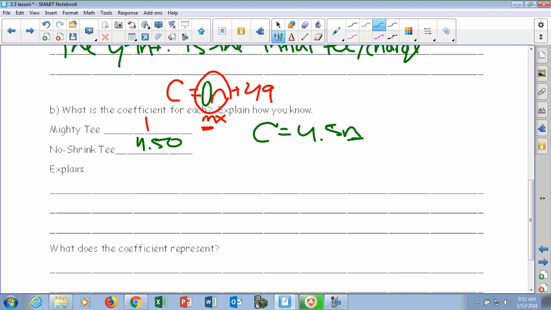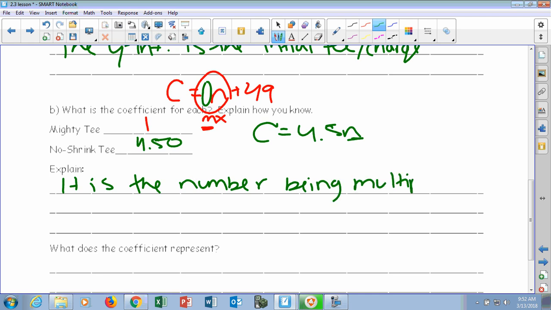So we can explain this by it is the number being multiplied by n. It is the m in y equals mx plus b.